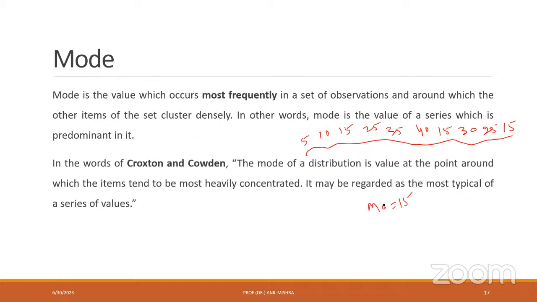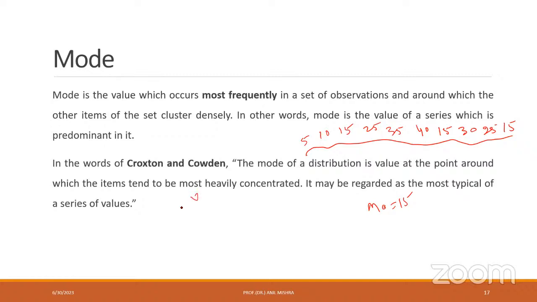So how to find it? Just by observing. There is no formula for that. You just observe which particular variable occurs the maximum number of times. 15 occurs the maximum number of times, three times, whereas the other numbers occur only once. Therefore 15 is treated as the mode. That is the individual way of calculating it.